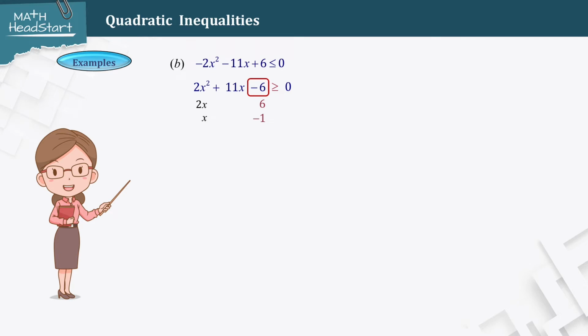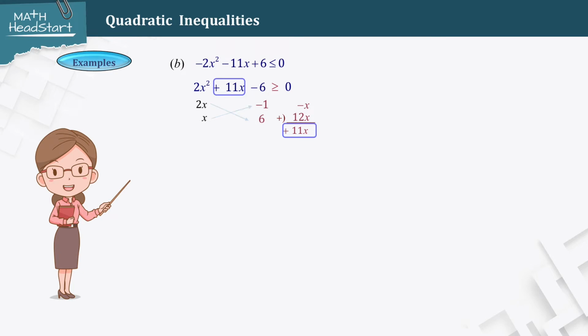Then we cross multiply to get 6x and -2x. However, the sum of those must be 11x in the middle term. And to have the positive sum, let's switch the factors. Again, double-check the sum by cross multiplication. We have 11x this time, which matches the coefficient of the middle term.